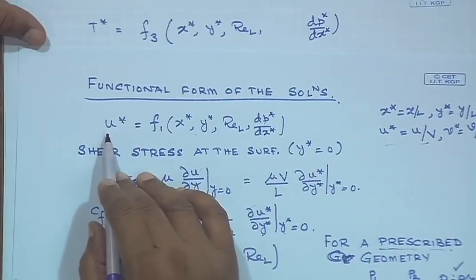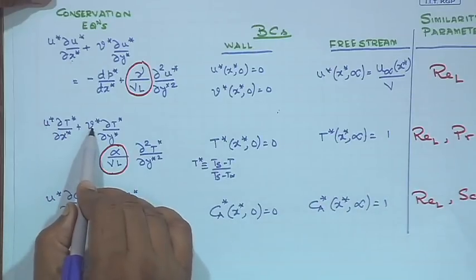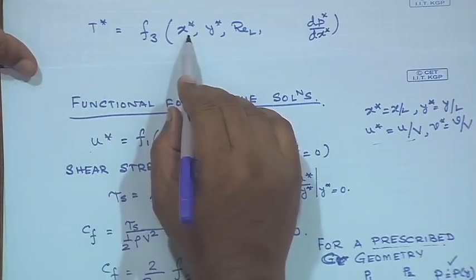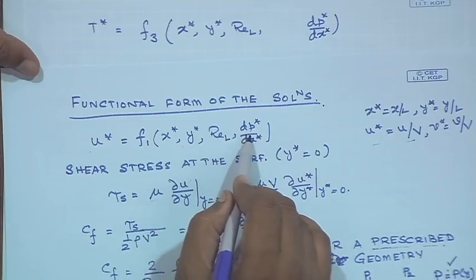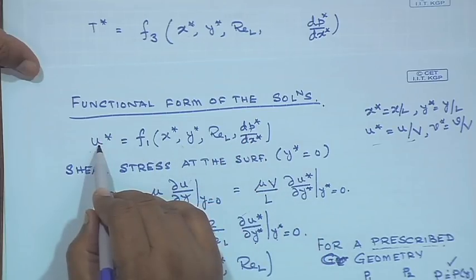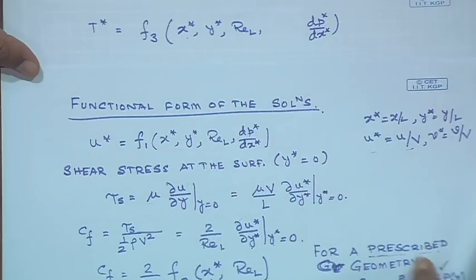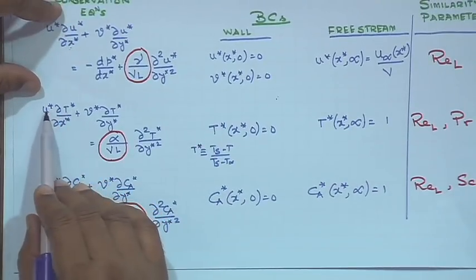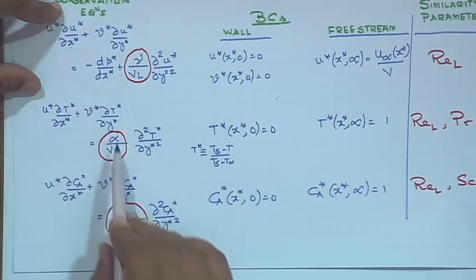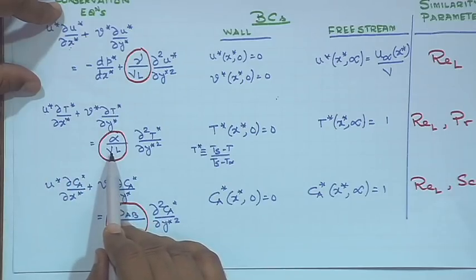All these were there for u star. Now, since in the equation that I have, T star is a function of u star, v star, and so on, my expression for T star would contain all these which were there in the expression of u star. So, my F3 would contain x star, y star, Reynolds number, and dp dx. If you see the governing equation one more time, you would see that T star would contain not only the functions corresponding to u star, it should also contain what are the similarity parameters.